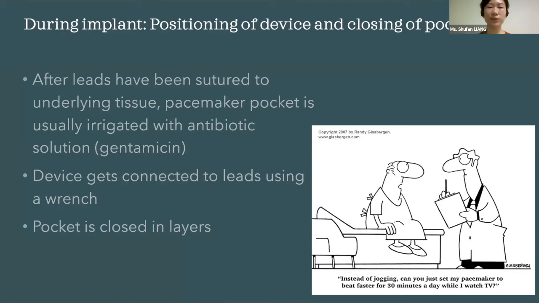After we have finished checking the leads and we are happy with where the leads are, they will be sutured to the tissue. Then the pacemaker pocket, in our lab at least, we will irrigate with antibiotic solution, usually gentamicin. Then the device gets connected to the leads using a wrench, and the pocket is closed. These days, if the patient is diabetic or has a long hospital stay, we might even use an antibacterial envelope, TYRX by Medtronic. I'm not sure if it's available in other countries. This is to prevent infection.